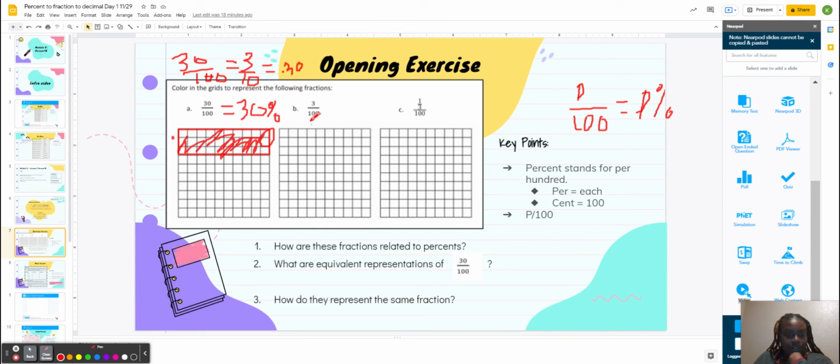Here I have, sorry, not 3%, but 3 out of 100. So I know that about these 3 boxes can be filled in, colored, because that is about how much we need out of this 100, and this will equal 3%.